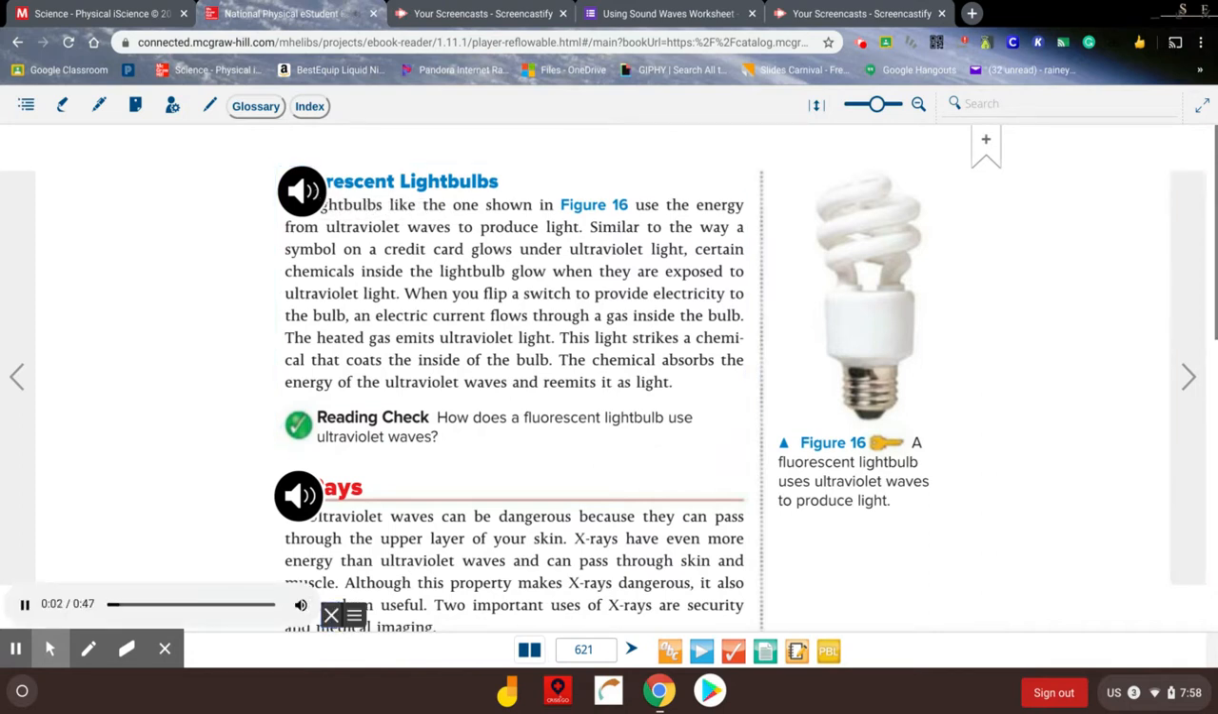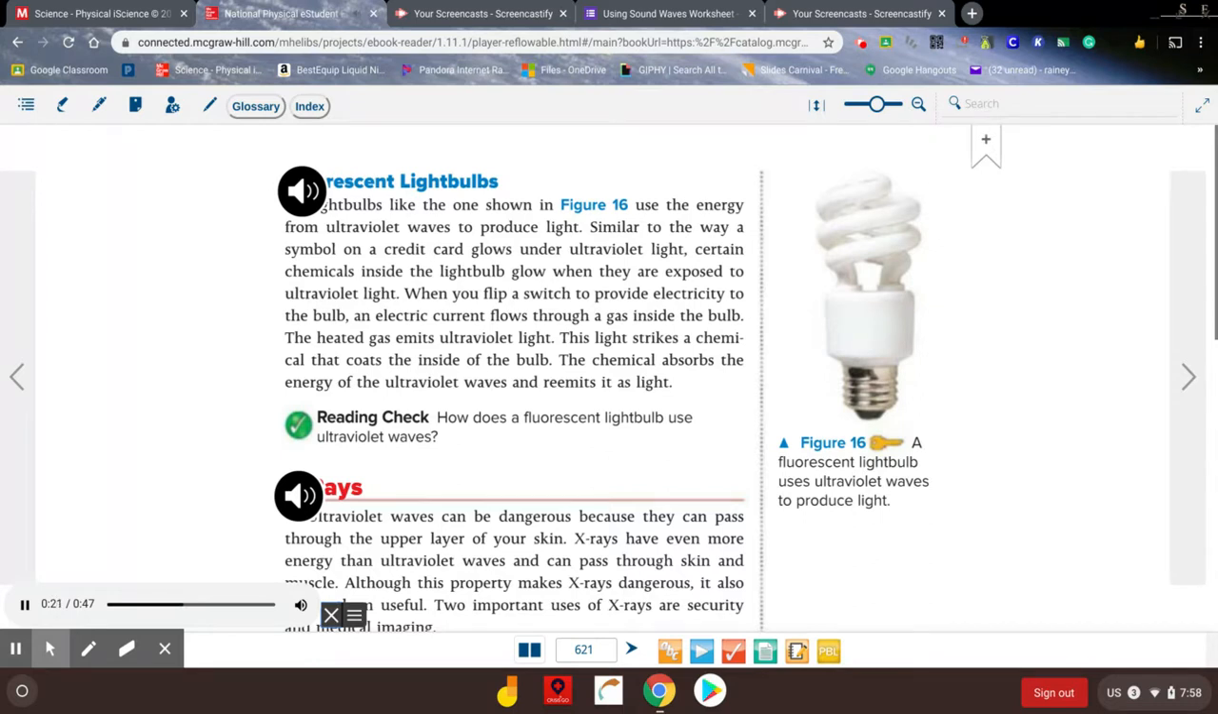Fluorescent light bulbs. Light bulbs like the one shown in Figure 16 use the energy from ultraviolet waves to produce light. Similar to the way a symbol on a credit card glows under ultraviolet light, certain chemicals inside the light bulb glow when they are exposed to ultraviolet light.